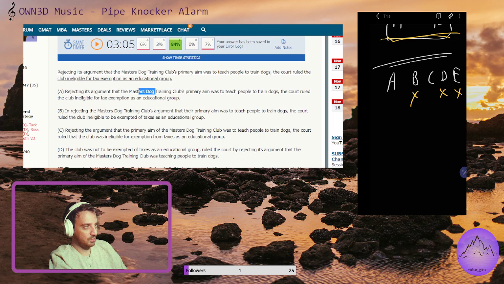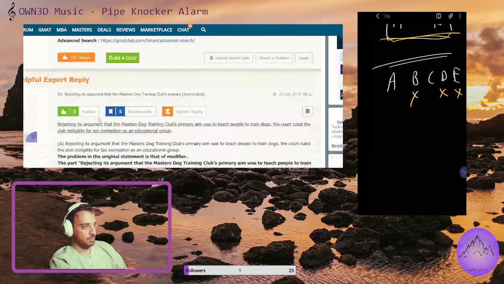I still think "its" is a potential issue with not coming before the actual noun itself, but I don't think this participle is the problem, because this all kind of becomes like one big phrase. As in, after "its," this is all essentially one big noun phrase in a way, because it's like "rejecting its argument that blah, blah, blah" is all just talking about the argument. So, rejecting its argument, the court ruled the club ineligible. That sentence would be fine. So I don't think that the participle is the problem.